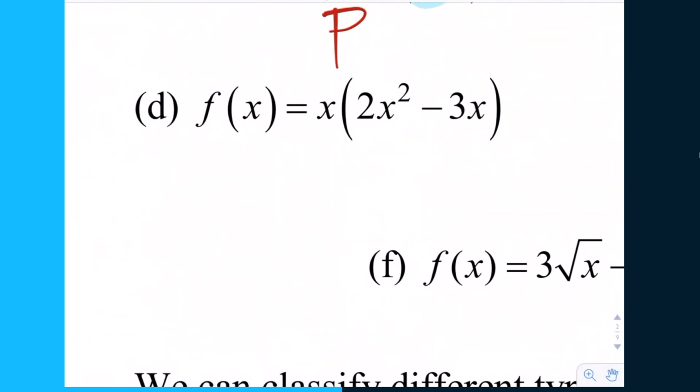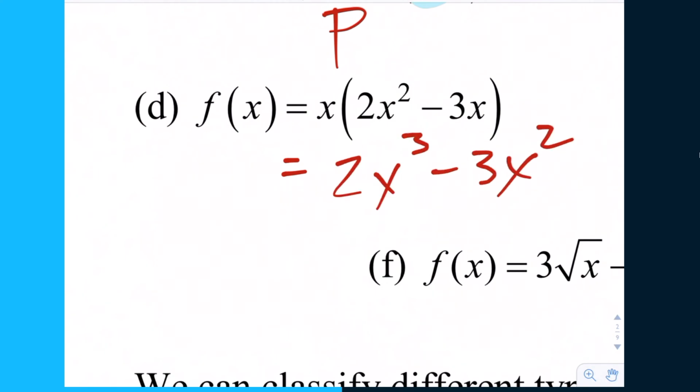How about this one? Letter D. Yes? Is it in our standard polynomial form? No. How could we get it into standard polynomial form? Distribute 2x cubed minus 3x squared. Now you can analyze it in that form. 2 is real, 3 is whole, -3 is real, 2 is whole.